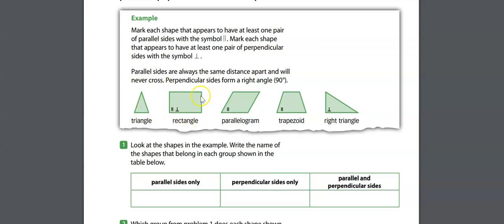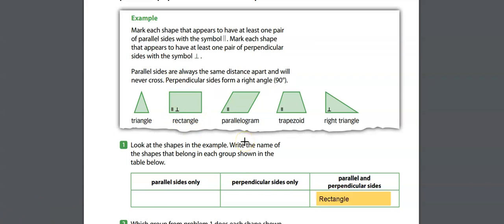Let's go ahead and look at our rectangle. Our rectangle, I see that I have one pair of parallel sides because these two sides do not cross. And I see I have another pair of parallel sides and they don't cross. And I also see that I have a right angle. I have 4 right angles because my perpendicular sides form a right angle. So that means my rectangular shape will go in parallel and perpendicular sides because I see I have parallel sides as well as perpendicular sides that form a right angle. So let's go ahead and write that in this space right here.